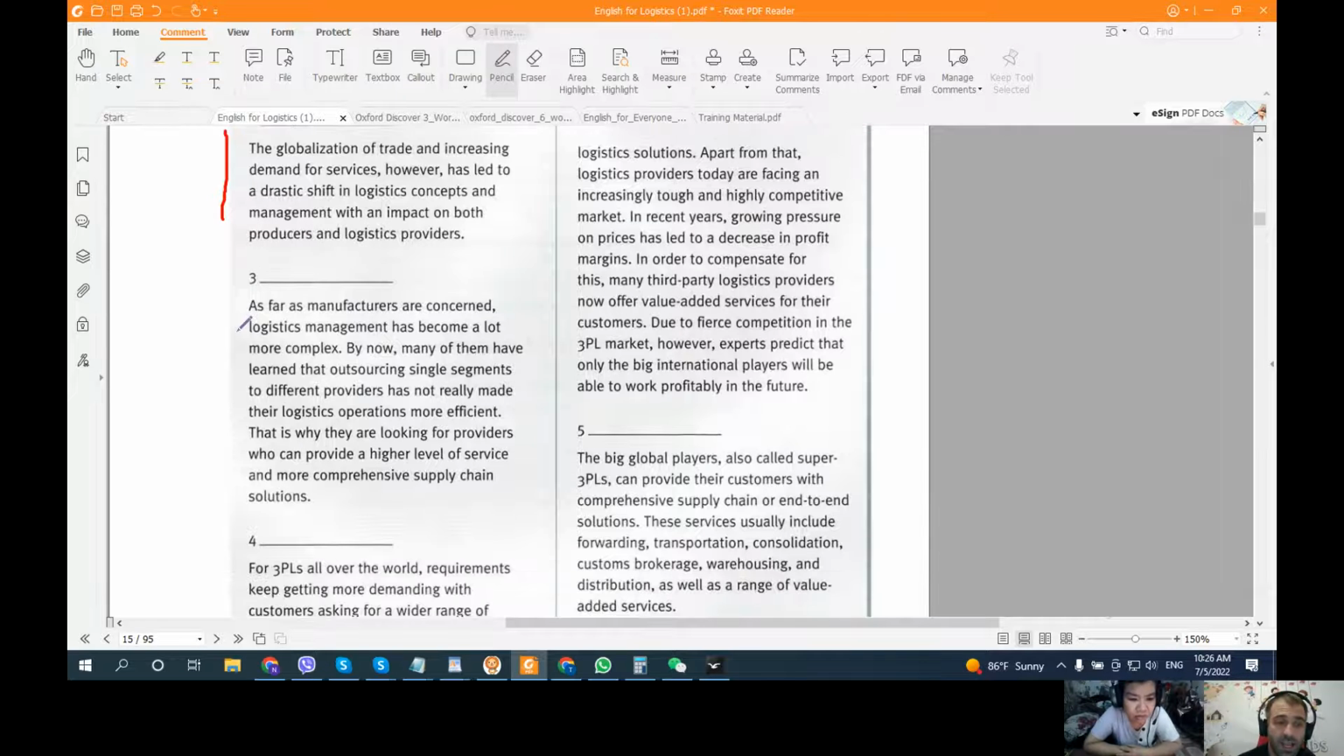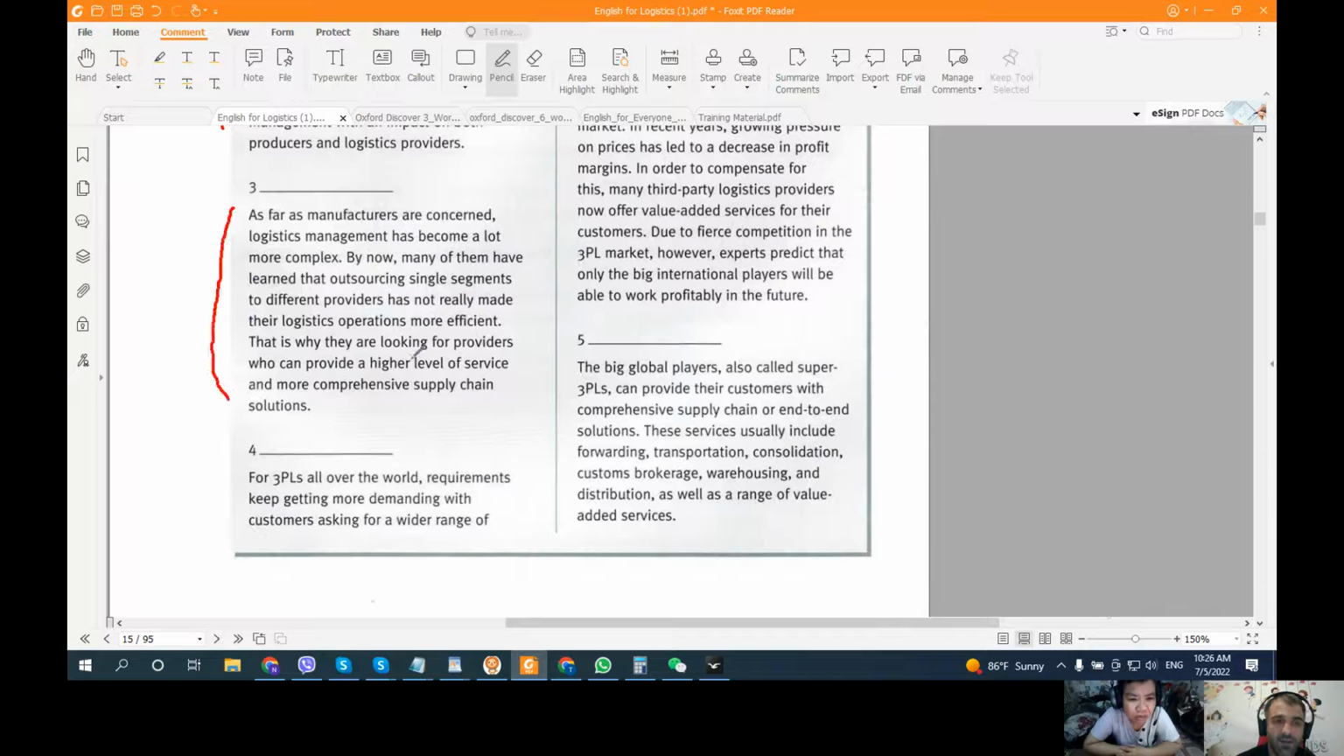Okay, now let's see. We have here number 3. Can you please read number 3? As far as manufacturers are concerned, logistic management has become a lot more complex. By now, many of them have learned that outsourcing single segments to different providers has not really made their logistic operations more efficient. That is why they are looking for providers who can provide a higher level of service and more comprehensive supply chain solutions.